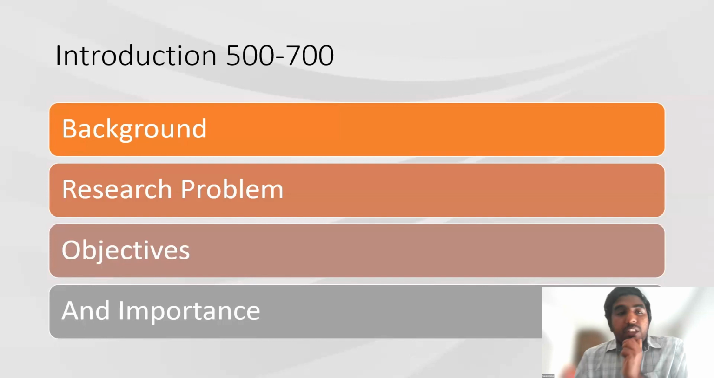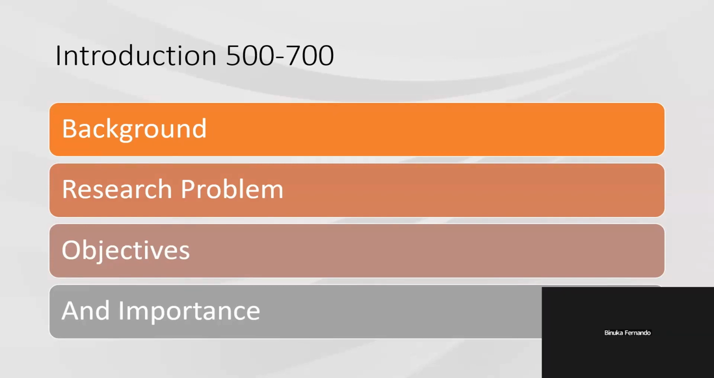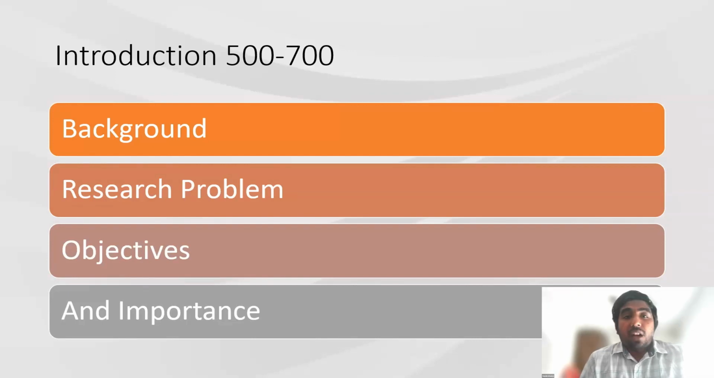You cannot use 2,000 words here. You need to limit yourself to around 500 words. But if you have a higher word count allowed, you can go up to 700. But I always prefer, if it is a conference paper, 400 to 500 words is more than enough for the introduction section. So this is where you need to think.